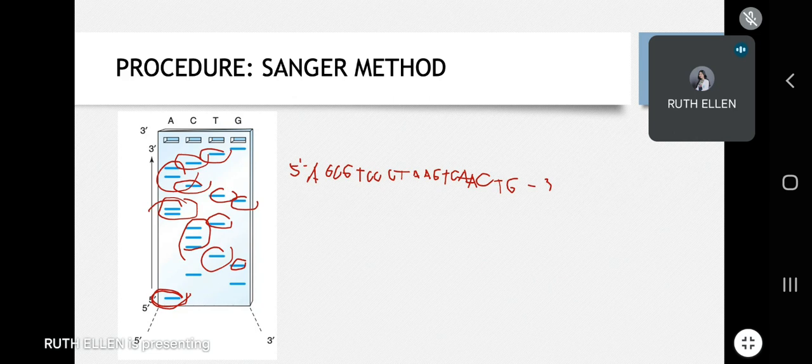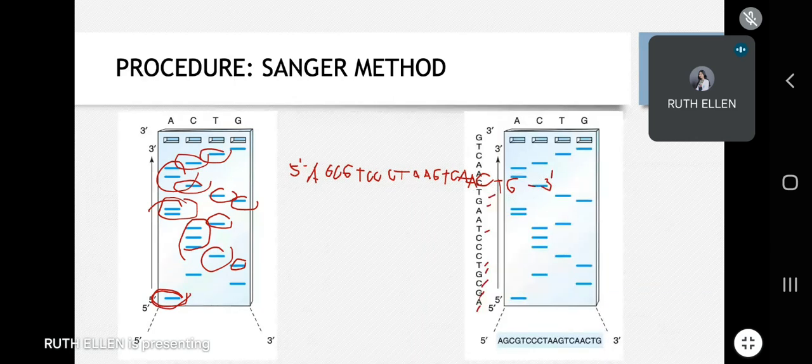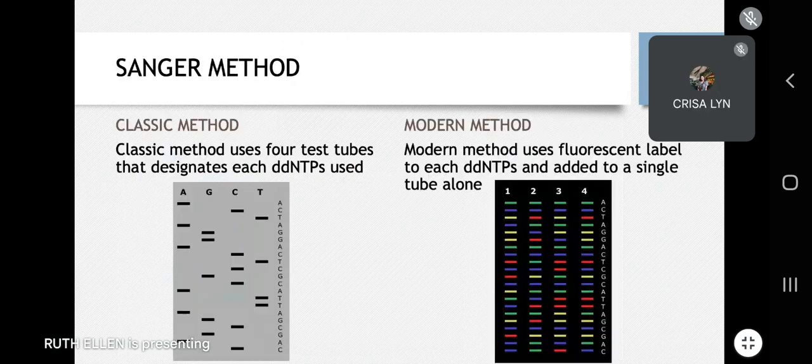If we check natin, we have adenine, guanine, cytosine, guanine, thymine, 3 cytosine, thymine, 2 adenine, guanine, thymine, cytosine, 2 adenine, cytosine, thymine, guanine. Okay. So, nakuha po yung Sanger method. Any questions so far? Nag-attendance na po ba, ma'am? Hindi pa.